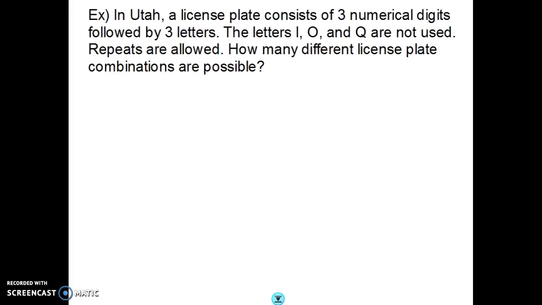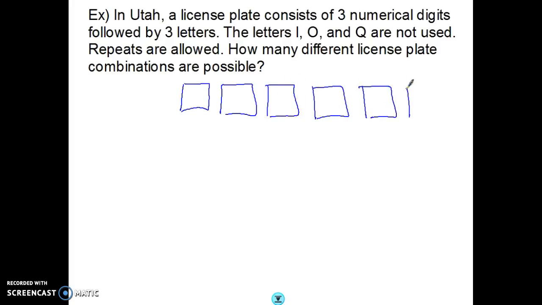So one way to think about this problem is we really have 6 different items to choose, right? Because there are 6 different characters on the license plate. For the first 3, we have to fill it in with a digit, which means we have 10 choices for this item, 10 choices for this item, and 10 choices for this item. For the last 3, there are 26 letters minus the I, O, and Q that we can't choose, so that's 23 choices. So we have 23 for this item, 23 for this item, and 23 for this item.